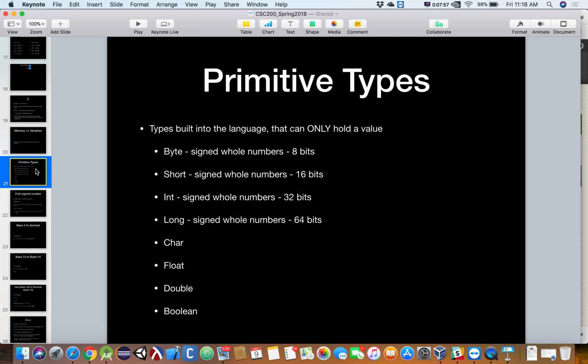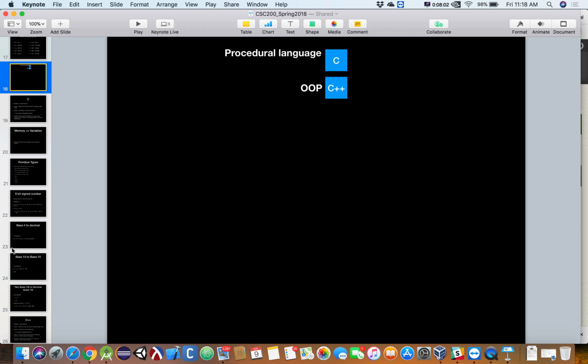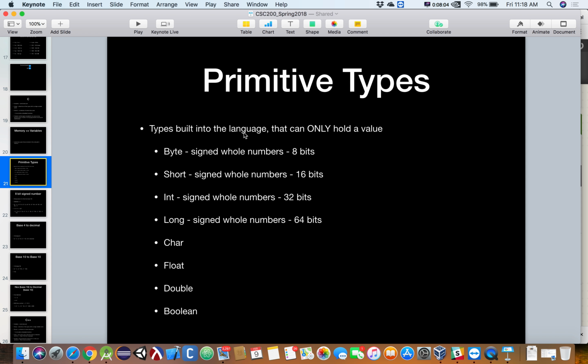Okay, so last time we talked about the primitive types that came from our C programming language. Primitive types are built into the language. They can only hold a value. And we mentioned that four of these, byte, short, int, long, are all built for holding signed whole numbers. So they are all built for holding positive and negative whole numbers. Now remind me, why do we need to have four different mechanisms for holding the same kind of values? What's the rationale for that?